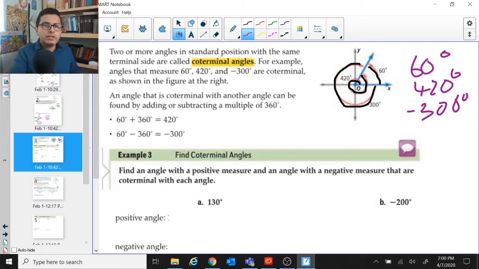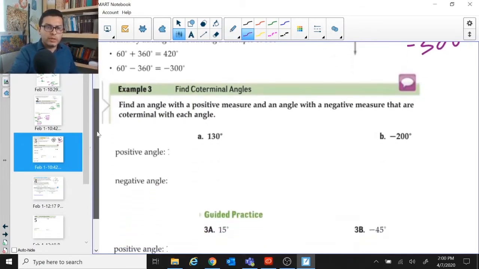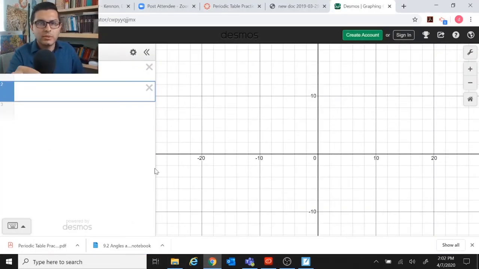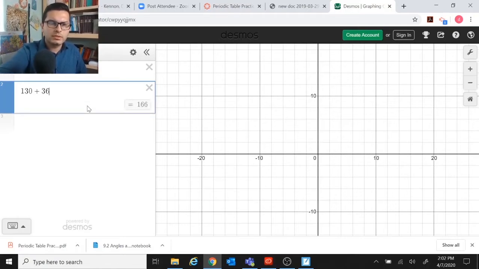So let's give that a shot down here in example 3. 130 degrees. Now we want a positive coterminal angle and we want a negative coterminal angle. So let's take 130 and find a positive one. Let's just add 360 degrees to 130. I'm going to pull up Desmos, not that I really need to, but it is going to help. So that's going to be 130 plus 360 degrees.